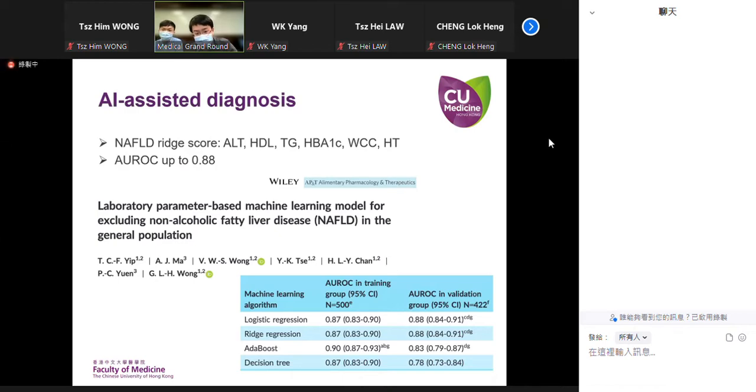And when comparing different machine learning models, ridge regression performs the best in both the training cohort and also the validation cohort, with quite a satisfactory AUROC. And the parameters inside it would mainly involve, apart from the liver function, some white cell count and also hypertension, which may be unrelated in our human thinking, but somehow this was included in the machine learning model and gave quite a good end result.